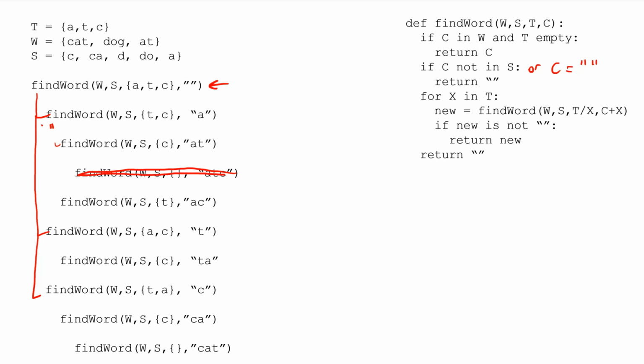And the final call, the first level down, is where the magic happens. I've chosen the order so it doesn't run off the bottom of the page. We do CA, and then we choose another tile from there, which gives us CAT. And because C is in W and T is empty, we return cat. So this call here returns cat up to this one, which returns cat to this one, which returns cat.